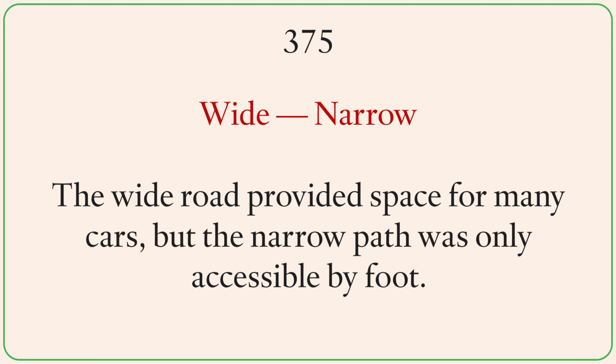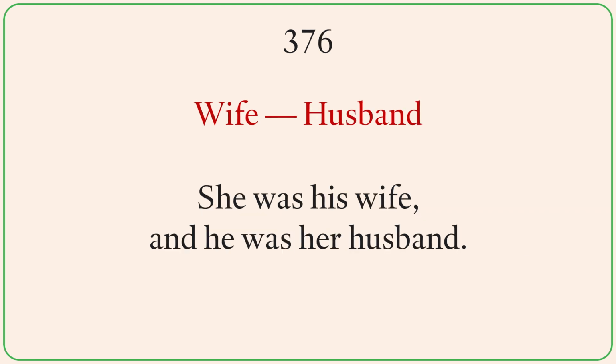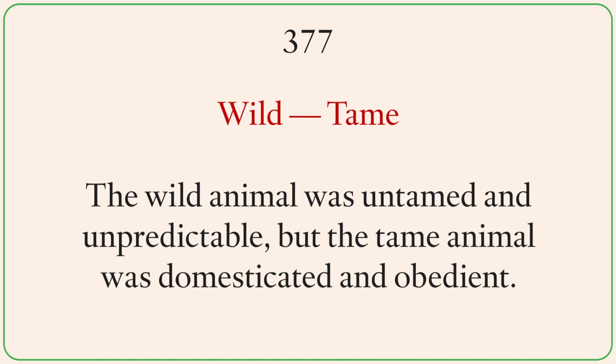Wide. Narrow. The wide road provided space for many cars, but the narrow path was only accessible by foot. Wife. Husband. She was his wife, and he was her husband. Wild. Tame. The wild animal was untamed and unpredictable, but the tame animal was domesticated and obedient.